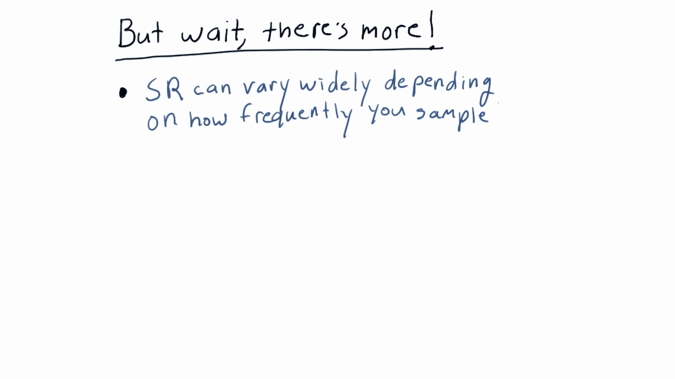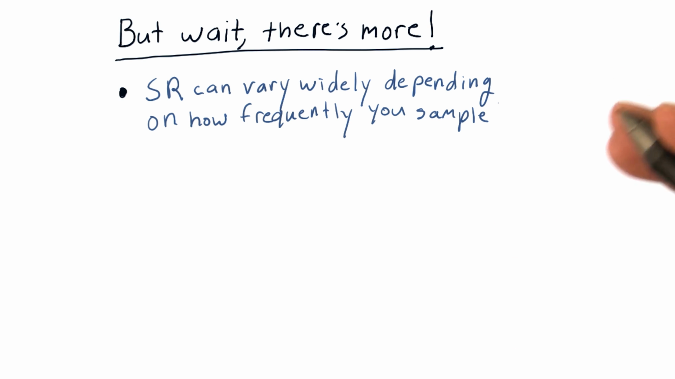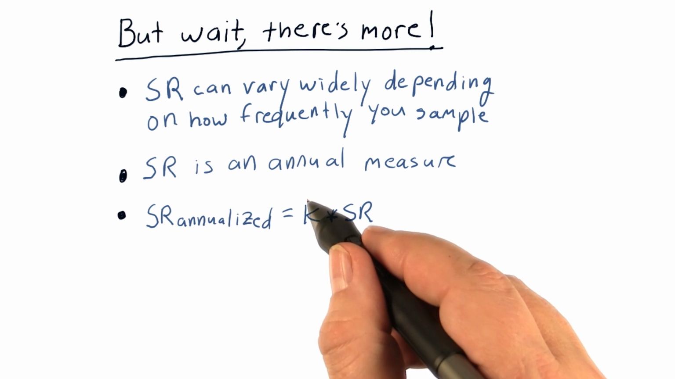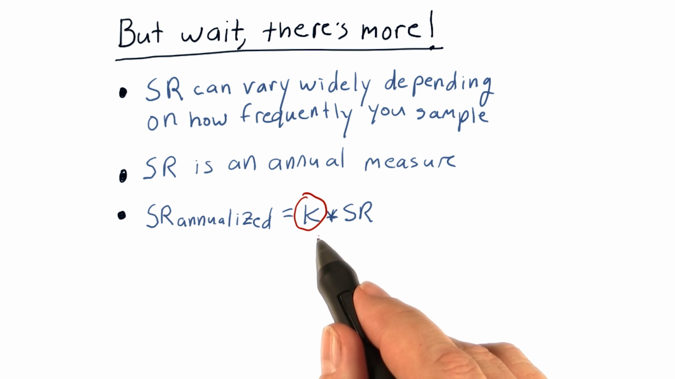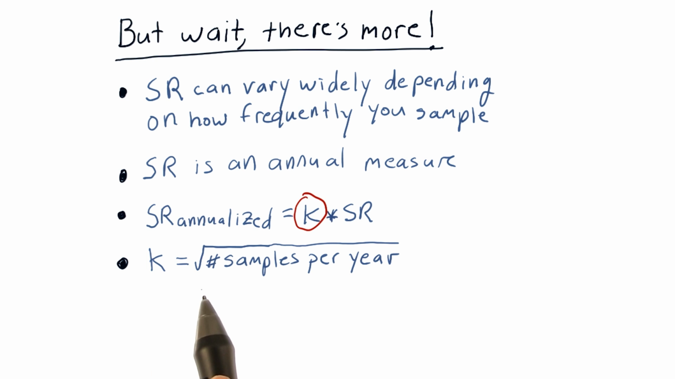The original vision for the Sharpe ratio is that it's an annual measure. And so if we're sampling at frequencies other than annually, we need to add an adjustment factor to make it all work out. So if we have our original Sharpe ratio over here, we multiply it by an adjustment factor called K to get the annualized version. Now what is K? K is simply the square root of the number of samples per year.